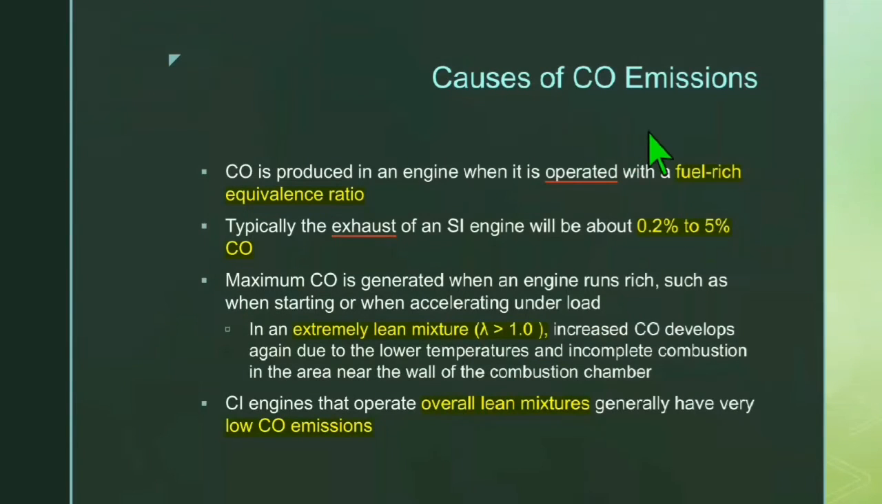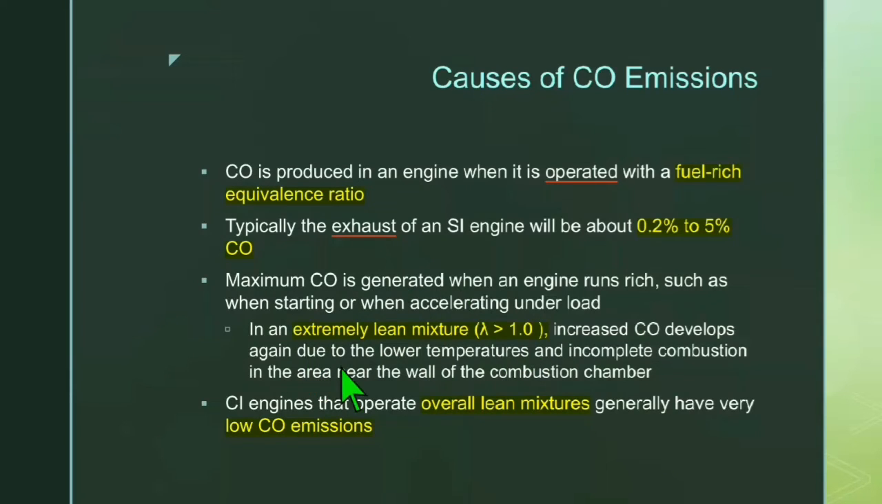Causes of carbon monoxide emissions. Carbon monoxide is produced in an engine when it is operated with a fuel-rich equivalence ratio. Typically, the exhaust of an SI engine will be about 0.2% to 5% carbon monoxide. Maximum carbon monoxide is generated when an engine runs rich, such as when starting or when accelerating under load.